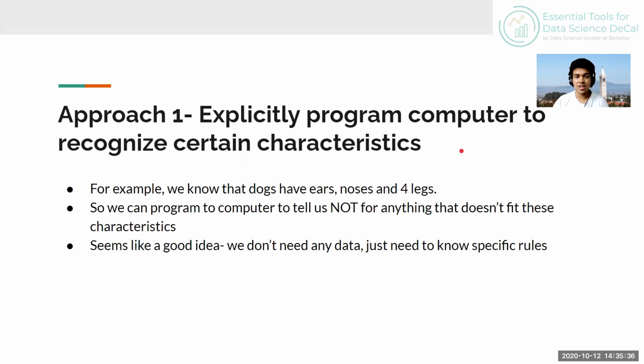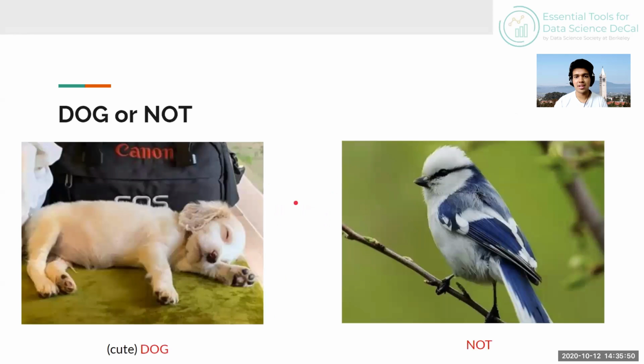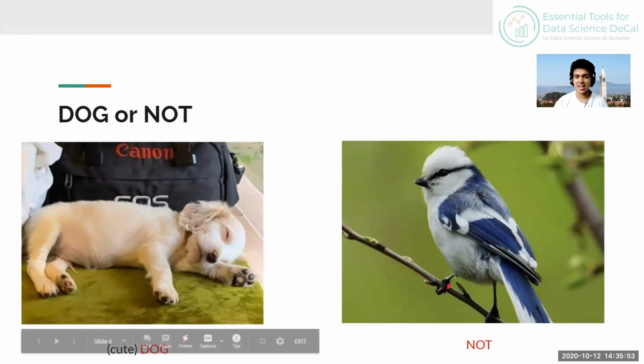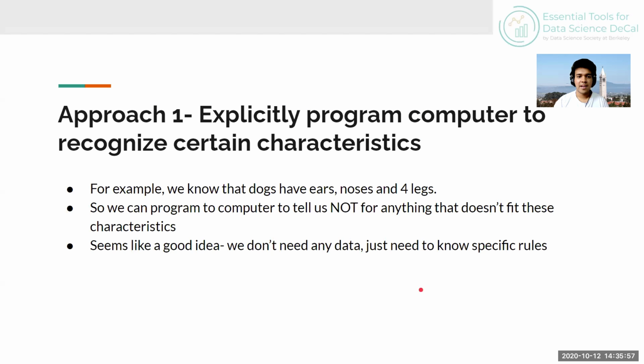For example, we know that dogs have ears, noses, and four legs, let's say. And we can program the computer so that for anything that does not have ears, noses, and four legs, it returns that it's not a dog. This would work in the case of the bird, because it sees that it only has two legs, so it's probably not a dog. And it seems like a good idea because we don't really need any data. We just need to know a specific set of rules about what it means to be a dog.